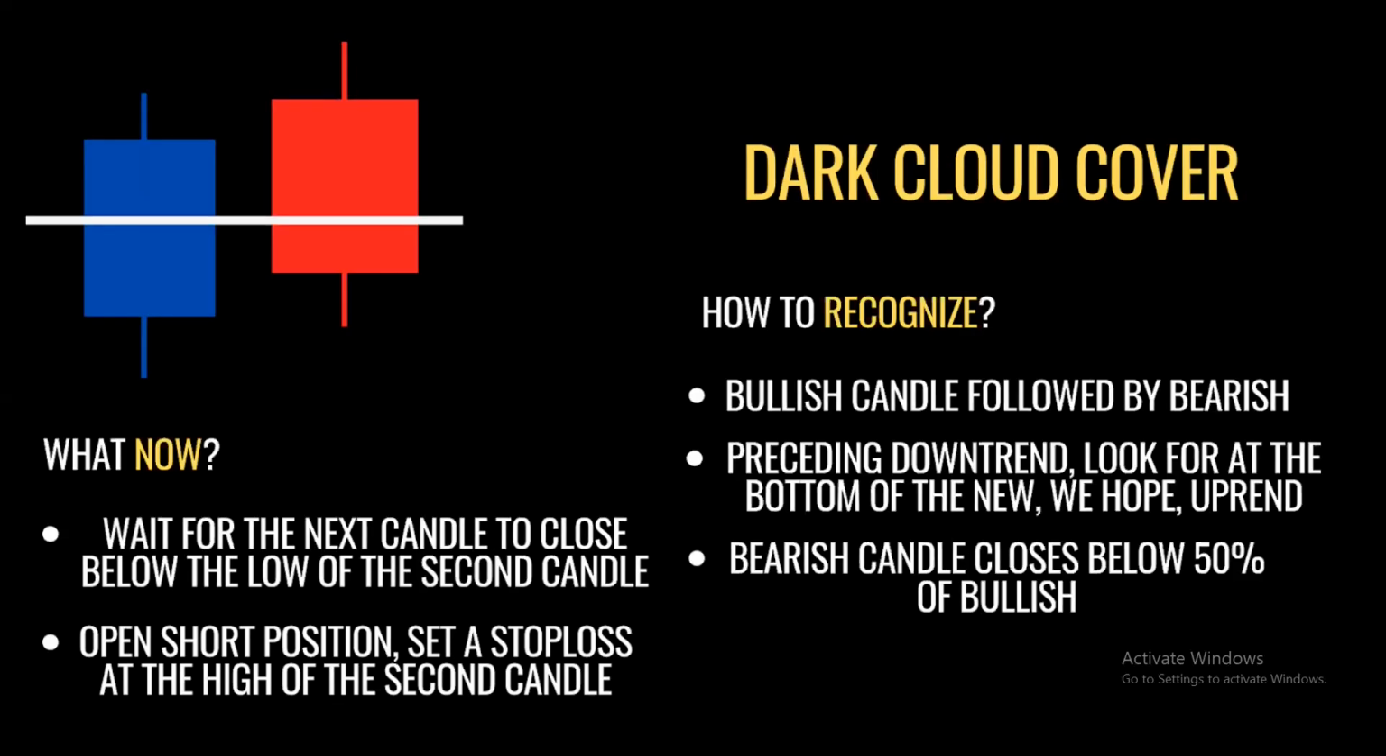Right guys, dark cloud cover, exactly the same as piercing, but here we want our bearish candle to close below the 50% of the bullish one. Again, we want to wait for the next one to close even lower, so it indicates that we might be looking at a new downtrend. Now that downtrend can be a small downtrend or it can be a bigger downtrend, right?